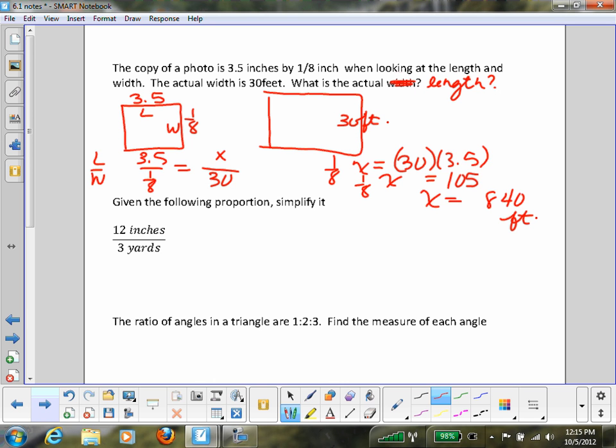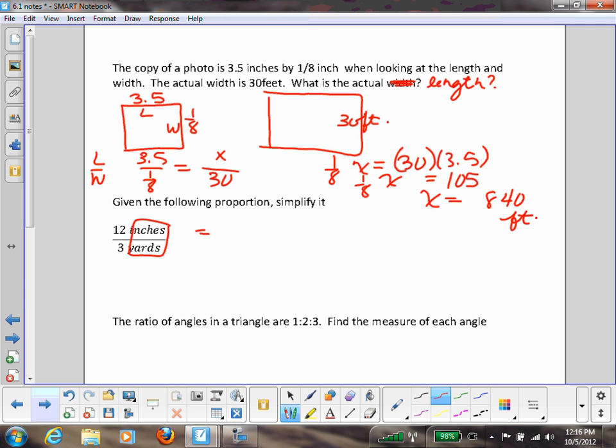All right. 12 inches, 3 yards. Notice that we can do some conversions, can't we? If you can convert them into the same unit, do it. Doesn't matter if I go from inches to yards or from yards into inches, but one way is definitely easier than the other. Which way would I want to go? Would I want to take my inches into yards or take my yards into inches?